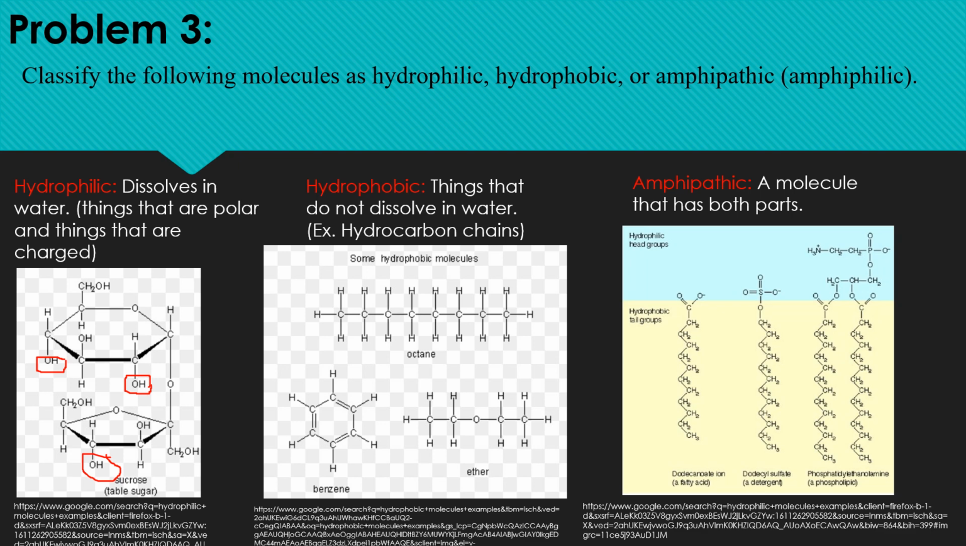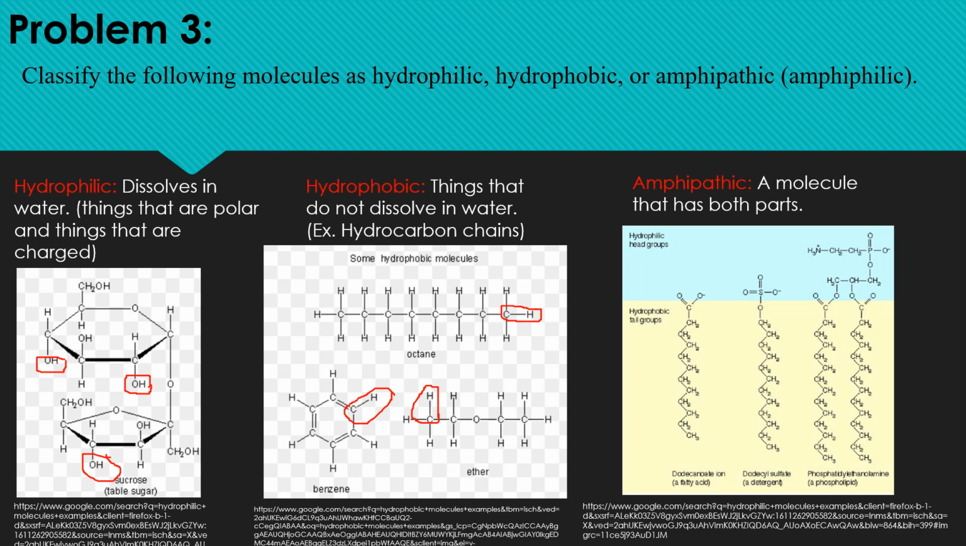Okay, so what is hydrophobic? Things that do not dissolve in water. So hydrocarbon chains, like octane, for example. So here you have carbon bound to hydrogen. So the electronegativity differences for these two are pretty similar, and that's why this is nonpolar or hydrophobic. You also have benzene and ether. These are all hydrophobic or nonpolar.